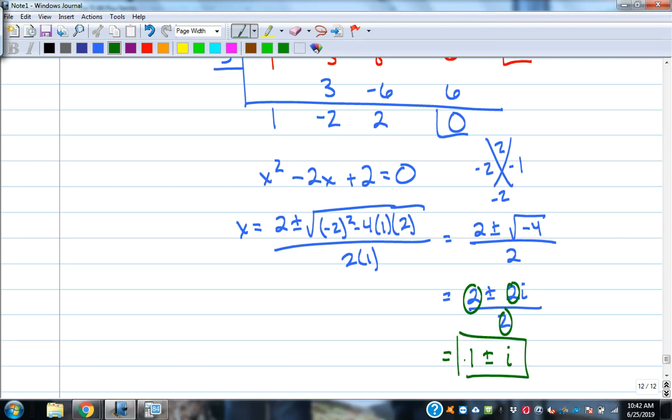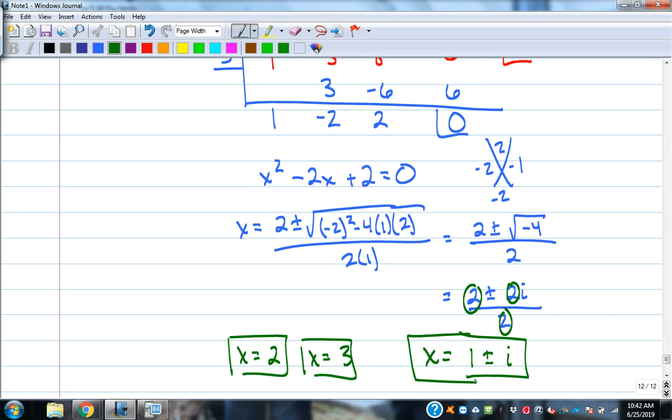So I get x equals 2, 3, 1 plus i, and 1 minus i. So that's 4 answers. The original problem had a 4 for the highest exponent. That goes together. I always should do that. On things you can't verify those complexes with the graph, other than just knowing, hey, if it only crosses twice and it's a fourth power problem, then it's got some complex solutions most likely out of that. All right.